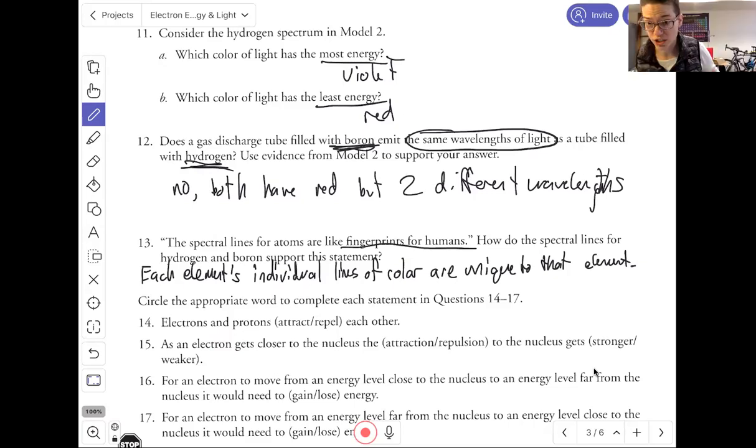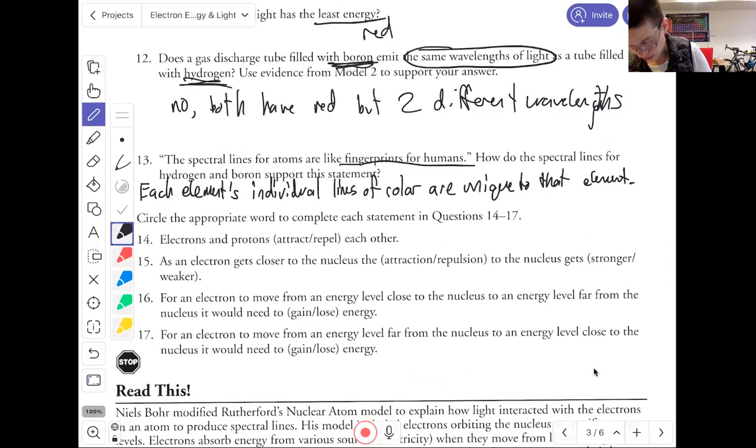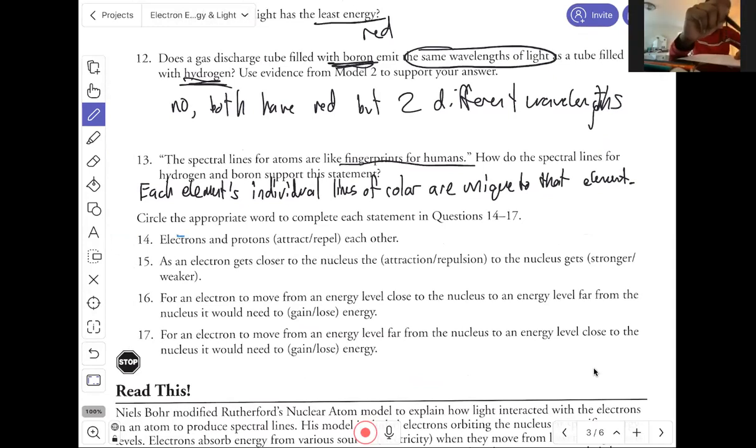Okay, so now we're going to start tying this a little bit more into what the electrons are actually doing. So, looking at this next section. All right, electrons and protons. Do they attract each other or repel each other? First off, before you answer that, we should make sure we know what charges we are talking about. What is the charge of an electron? Negative. And a proton? Positive. Okay, so if I've got a negative and a positive, what are they going to do? Attract. Opposites attract.